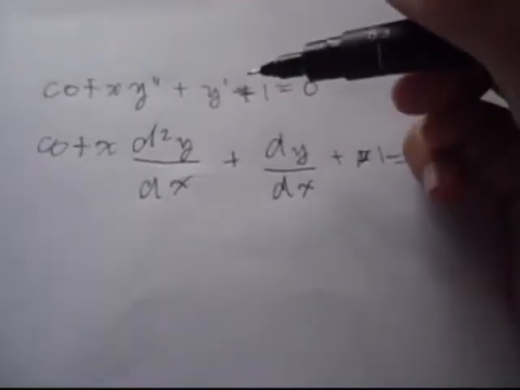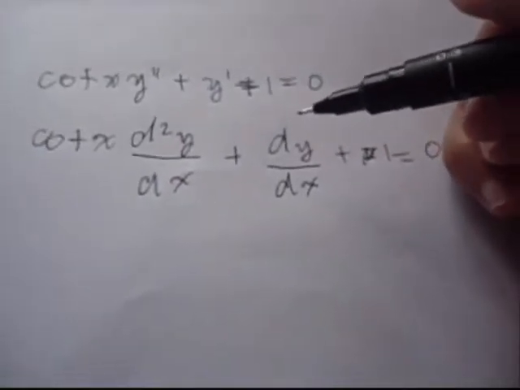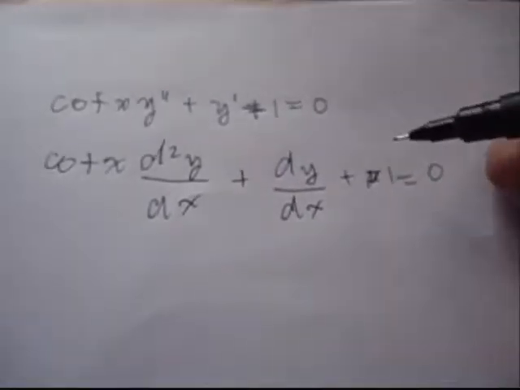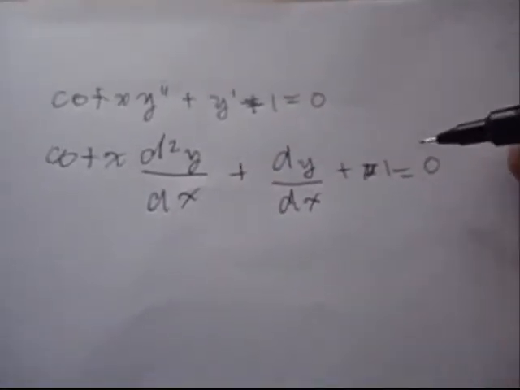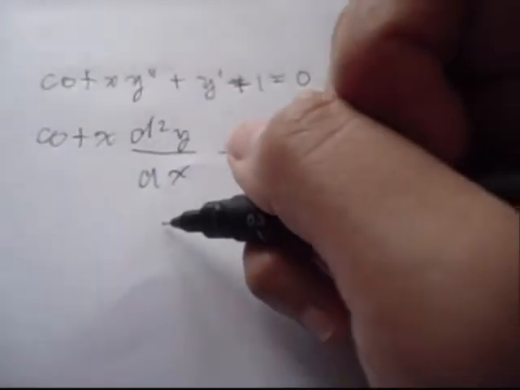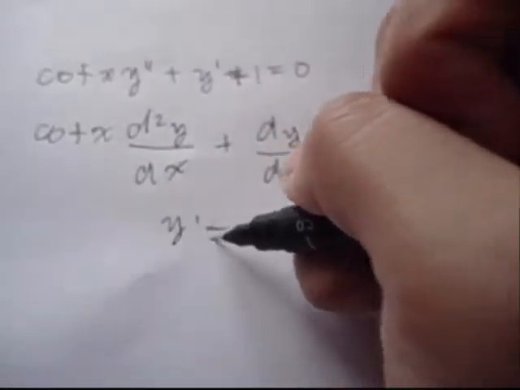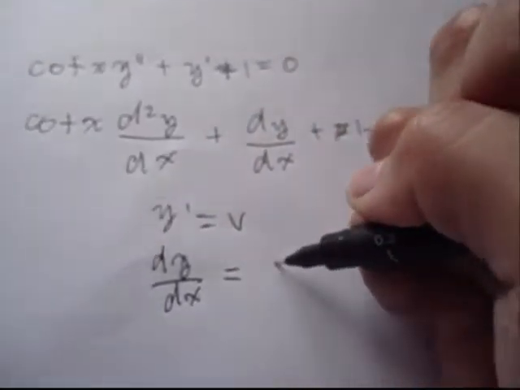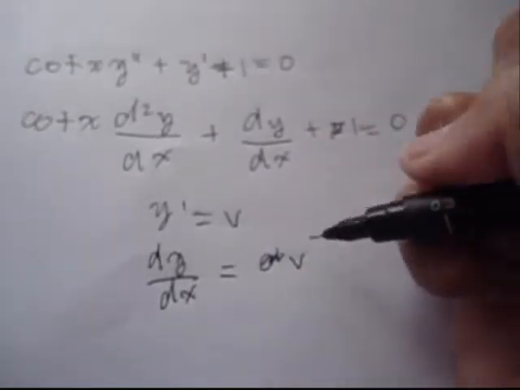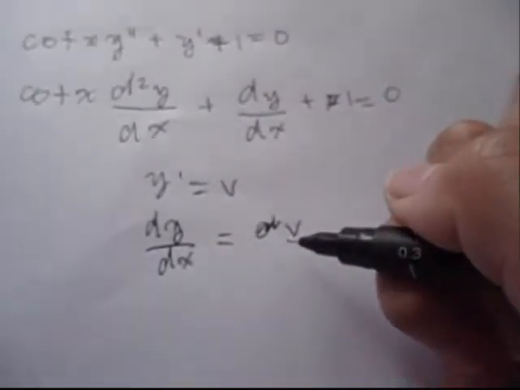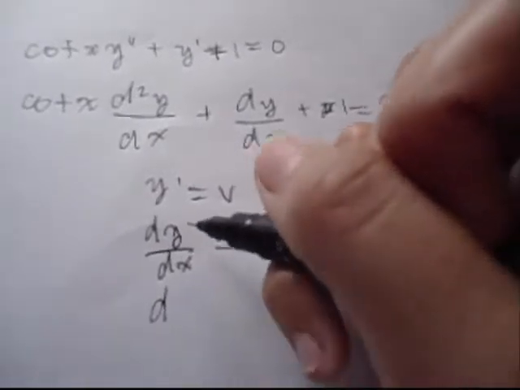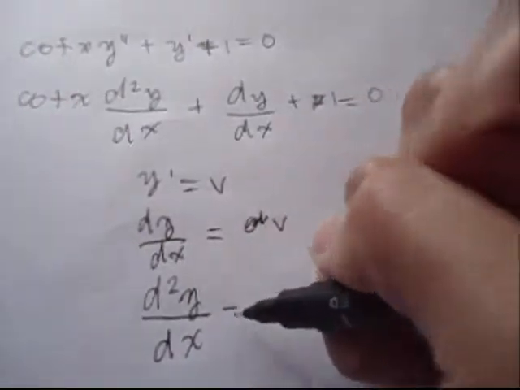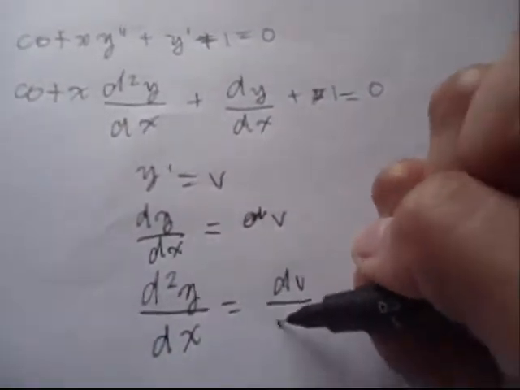Then in this case we have a second order derivative, but we can have a substitution here so that our equation will turn into a first order differential equation. So we have y prime equals v, or dy over dx is equal to v. Then getting its second derivative, the second derivative of y is equal to dv over dx.